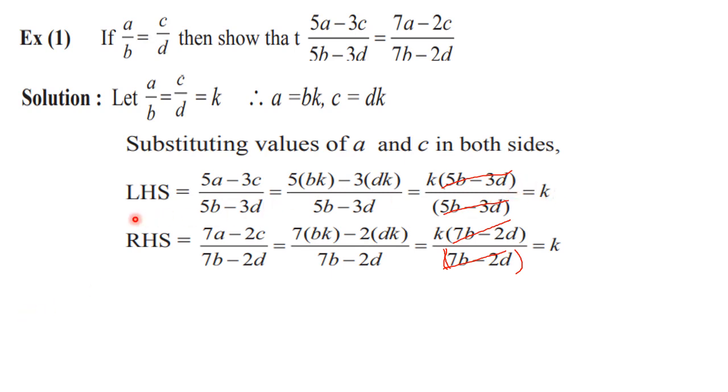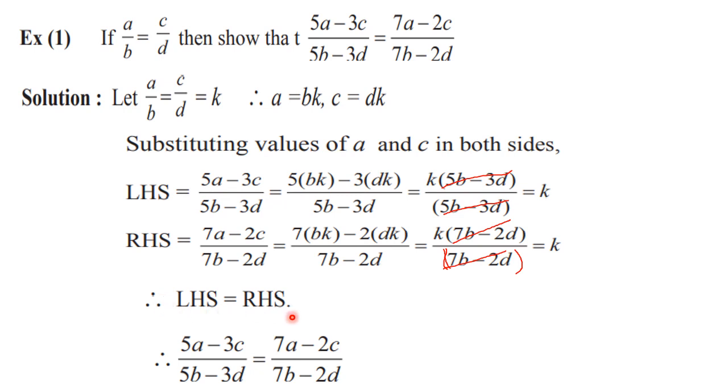So now we can observe here that LHS is K and RHS is also K. So we can write down LHS is equal to RHS and therefore (5A minus 3C) upon (5B minus 3D) is equal to (7A minus 2C) upon (7B minus 2D). Okay, that means again you have to write down the thing which we want to prove, from the question. See, because of the K method the things have become simpler. So that is why the K method is better for us.